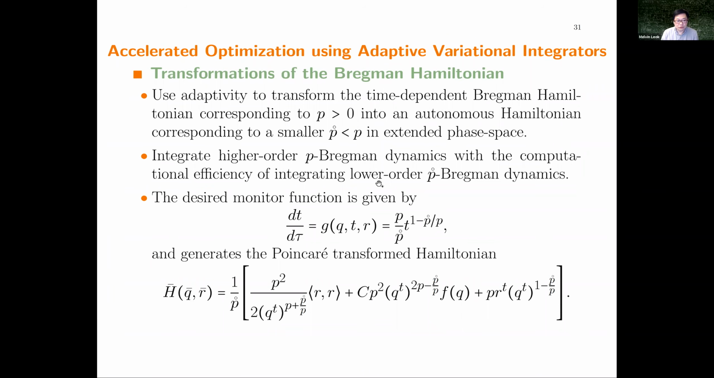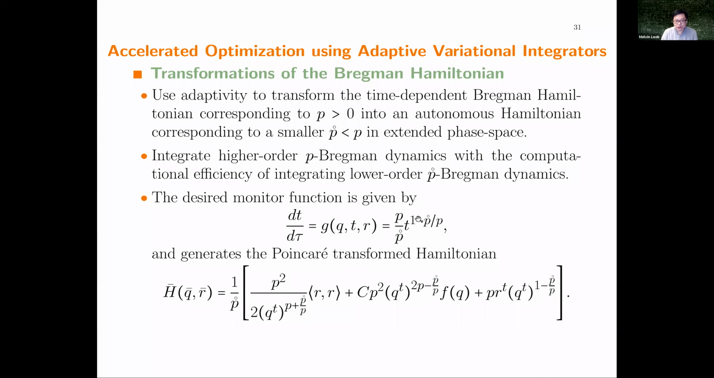And we're going to take advantage of this to essentially convert a high P Bregman Hamiltonian system, so they're closed under certain classes of time rescaling. We're going to convert a high P Bregman Hamiltonian system to a lower P Bregman Hamiltonian system, because it's somehow cheaper to compute the solution of the lower order Bregman dynamics, but you want to have the rate of convergence of the higher P Bregman Hamiltonian system. So that's sort of the rough idea.